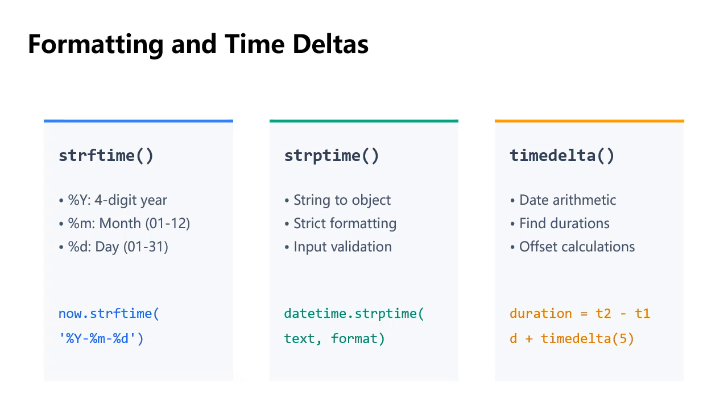Finally, we have timedelta. This is your tool for date arithmetic. It calculates durations or offsets, allowing you to add or subtract time without worrying about how many days are in a specific month or leap years. Look at this code example. By adding a timedelta of 5 days to our date d, Python automatically handles the calendar logic for us. It makes scheduling tasks incredibly simple.